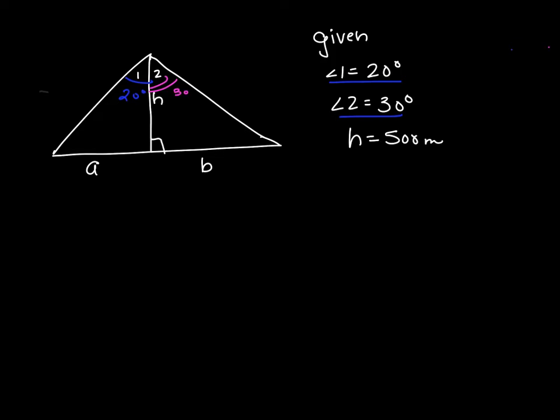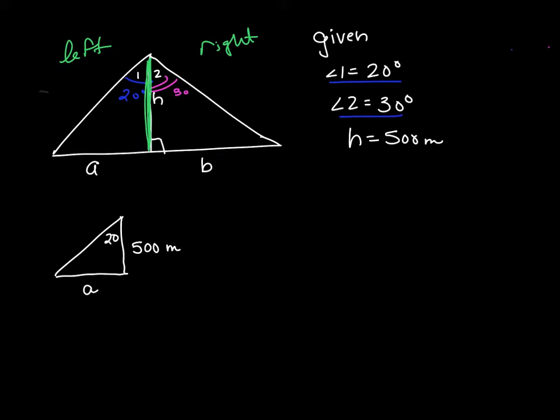And the height is common to both of them. The height is the length from here to here, and that height we know is 500 meters. Now, I want you to also think about this height as breaking this into two separate triangles. Kind of have the left side and the right side of this. So if I'm looking at this left side triangle, this is what I have. This is just breaking it apart. This is A, this is my height, which is my 500 meters, and my 20 degrees.